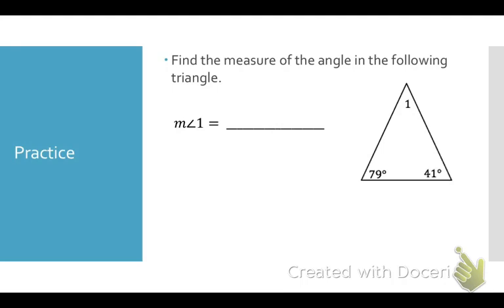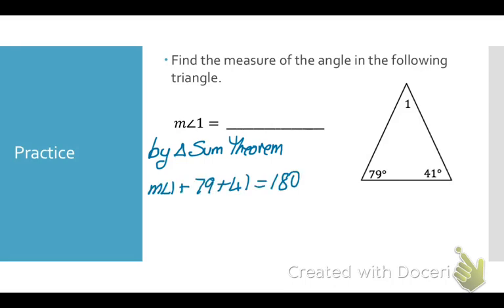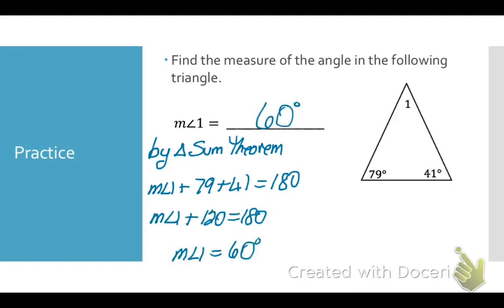I've been given a triangle here. I have angle 1, and then I have two angles, 79 degrees and 41 degrees. I want you to find the angle 1 measurement. Well, triangle sum theorem says that all of those angles together, the measure of 1, 79 degrees, and 41 degrees has to equal 180 degrees. So I'm just going to do the math, and I get that the measure of angle 1 is 60 degrees.